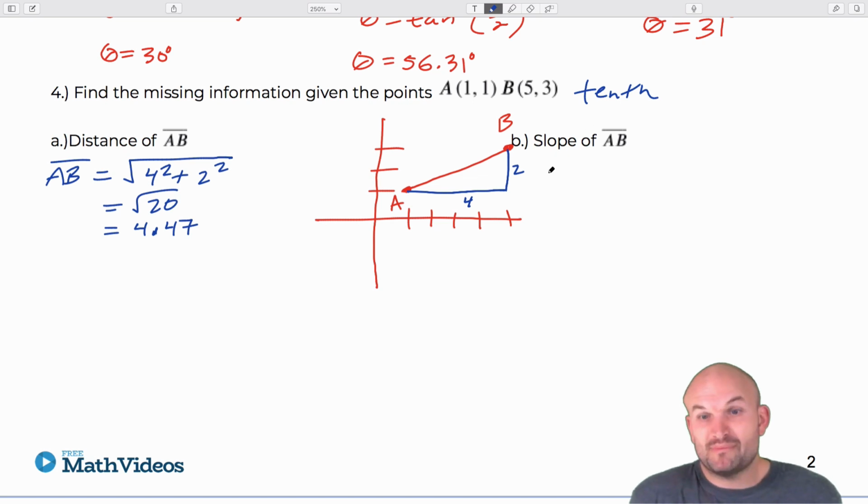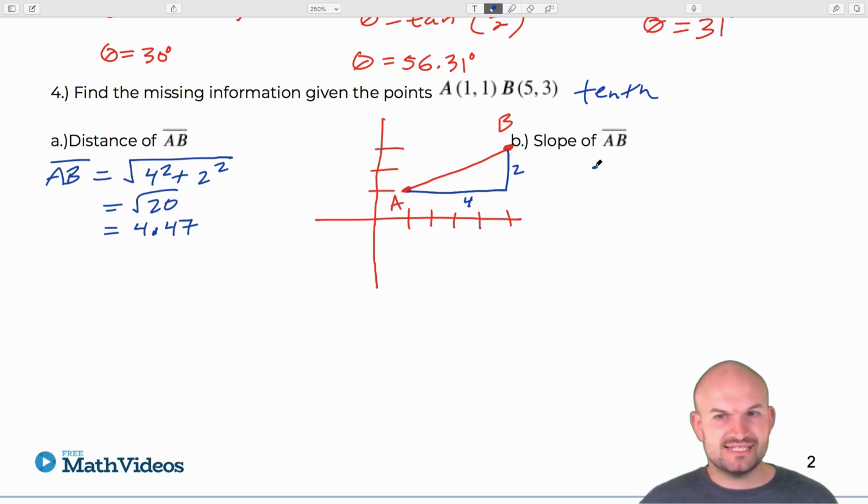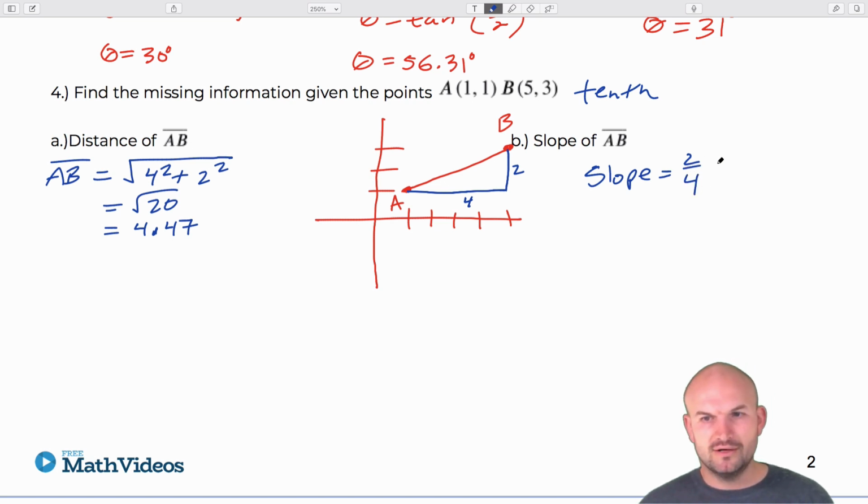To find the slope, remember the slope is the change in y over the change in x. So if I just want to find the slope of AB, I just need to ask how far it is changing vertically. Well, that's 2. How far is it changing horizontally? That's 4, right? So therefore, the slope is 1/2.